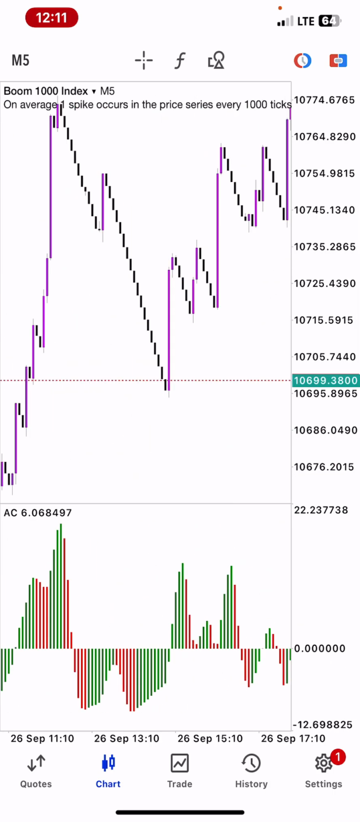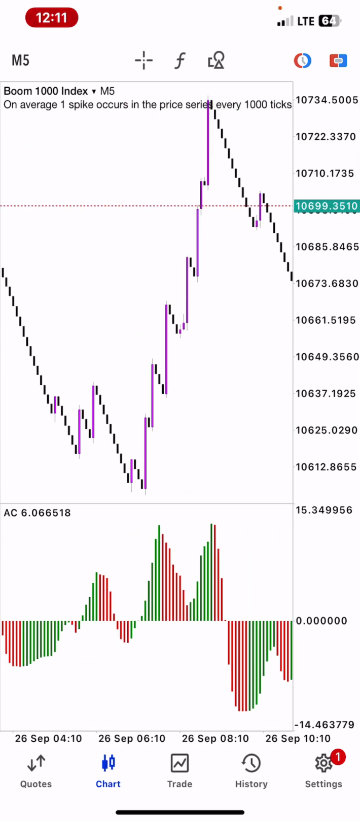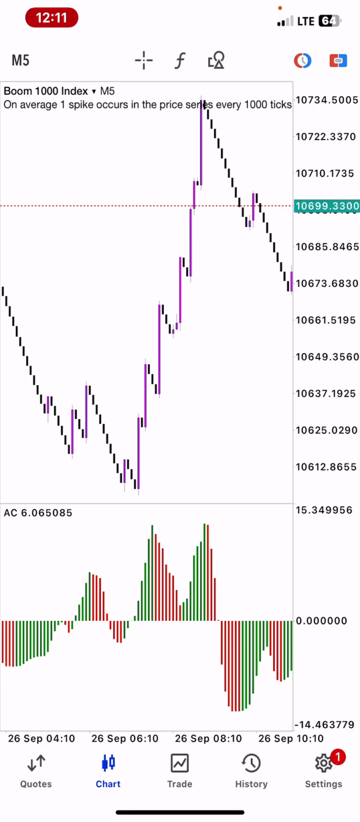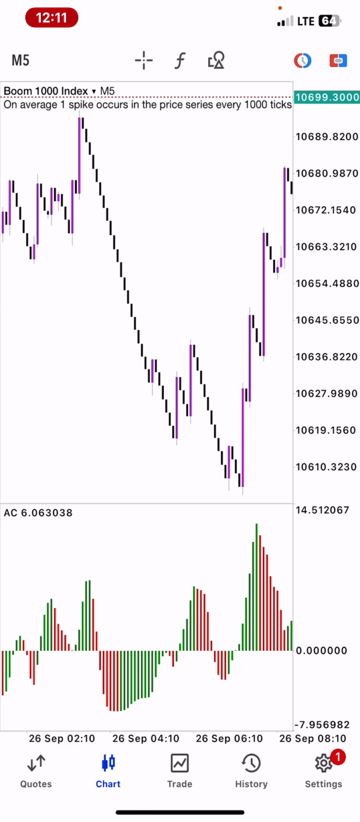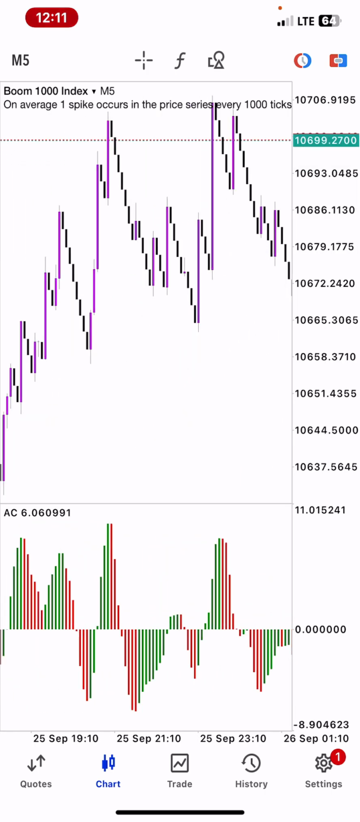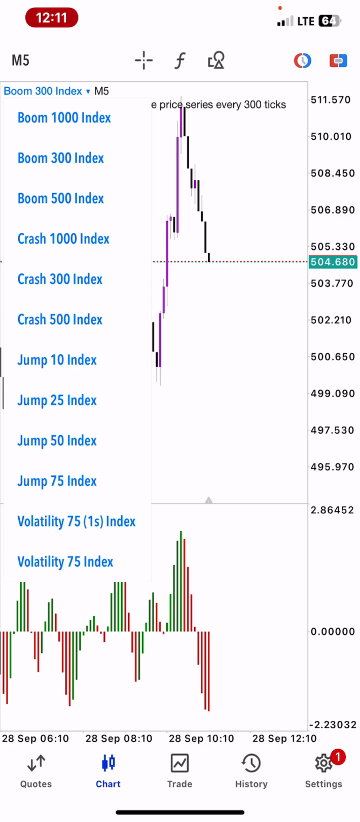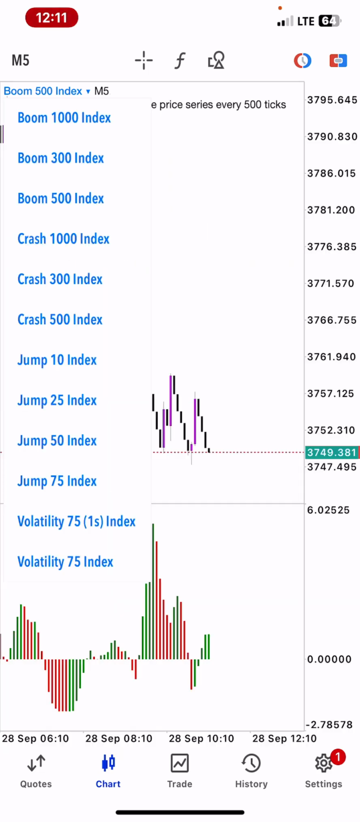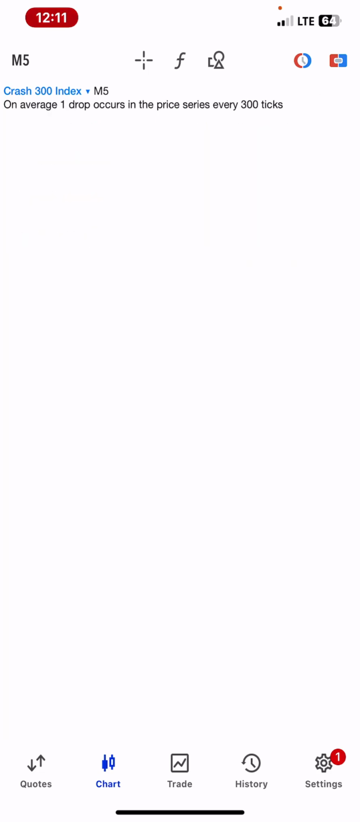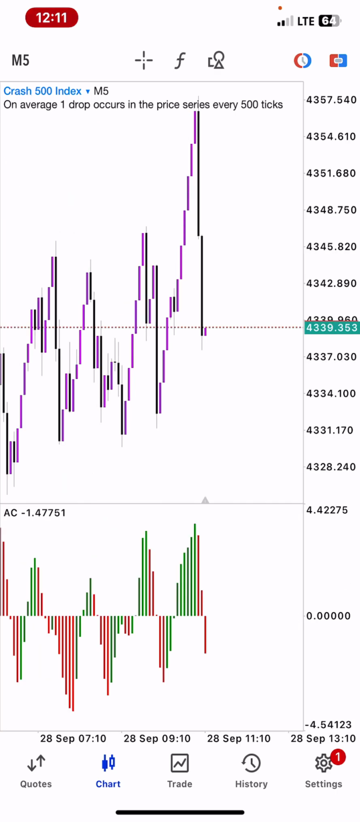So without wasting much of your time, I'll be explaining how to catch spikes for boom 1000, boom 300, boom 500, and so on and so forth. Crash 1000, crash 300, and crash 500. Catching spikes is the most interesting thing in boom and crash.